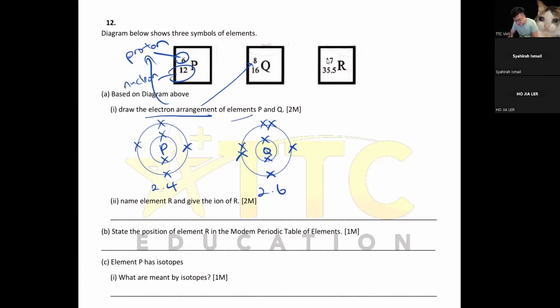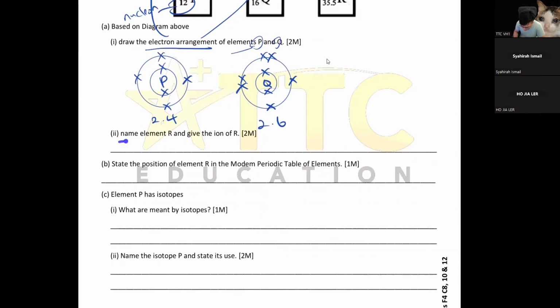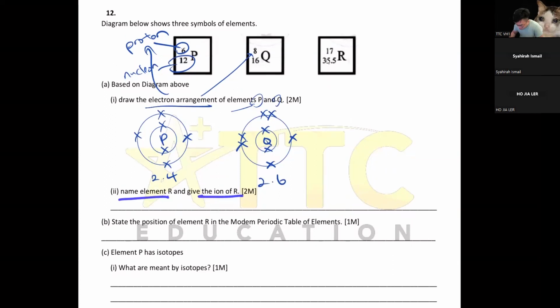Okay, so elements P and Q, there's no need for ion. If they ask for ion, then we need to add the charge, but they didn't ask for it. So read the question properly. Name element R and give the ion of R. Okay, what is R? 17.